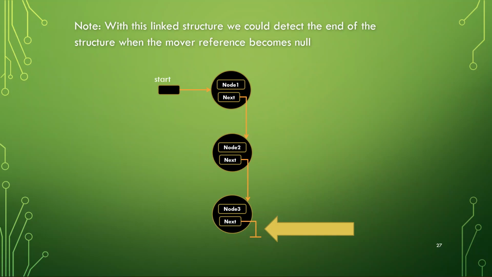So with this linked structure, we could also detect the end of the actual list itself. As we said, the last node will always reference null. So we know that if the current next reference is not null, there's one more node. But if the current node we're looking at has a next reference that is null, it means we've hit the end of the list and we should stop.